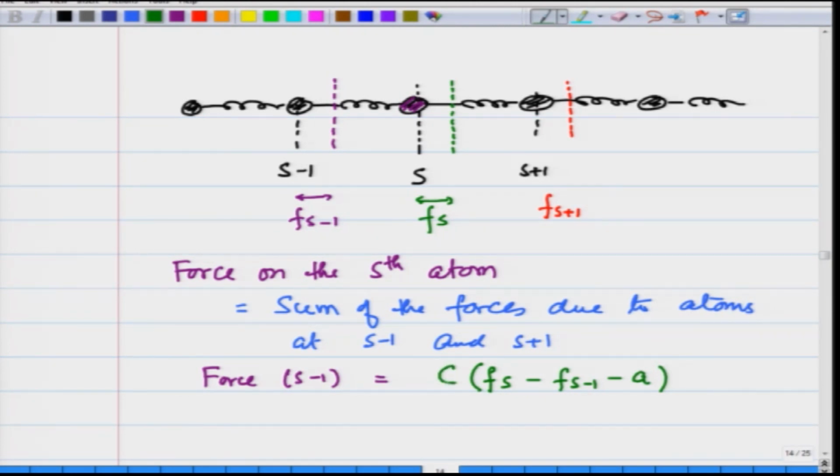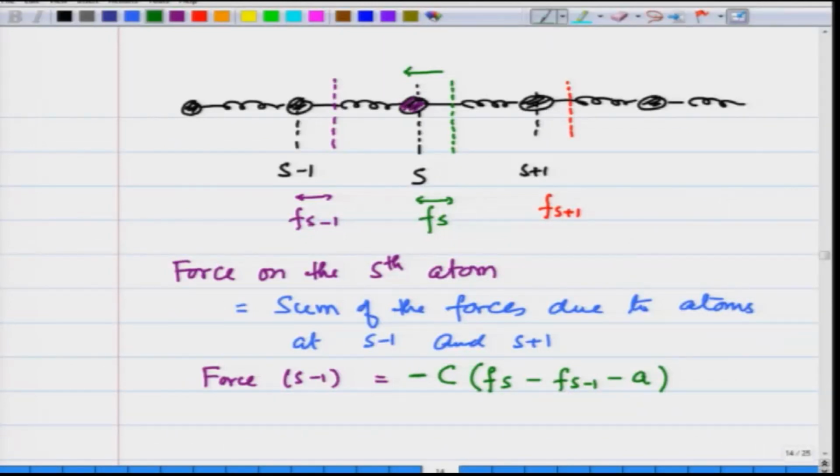Let us see if the direction is right. If f_{s-1} minus f_s is positive, that means the spring is stretched, then the force on the sth atom, if the spring is stretched, will be to the left. The stretched spring will pull it in. So, I should put a minus sign here.